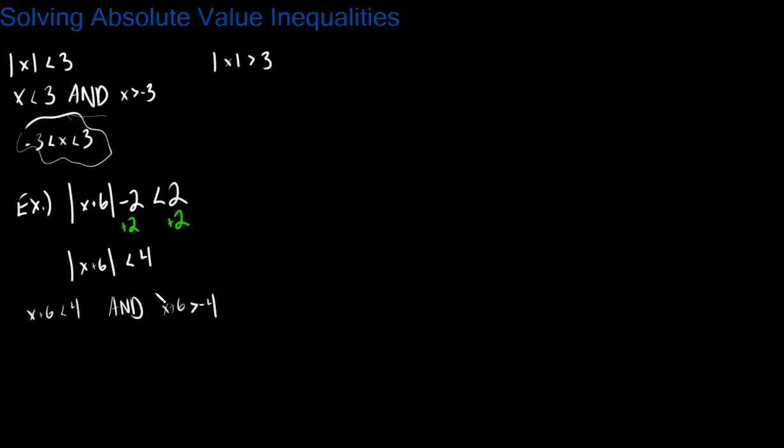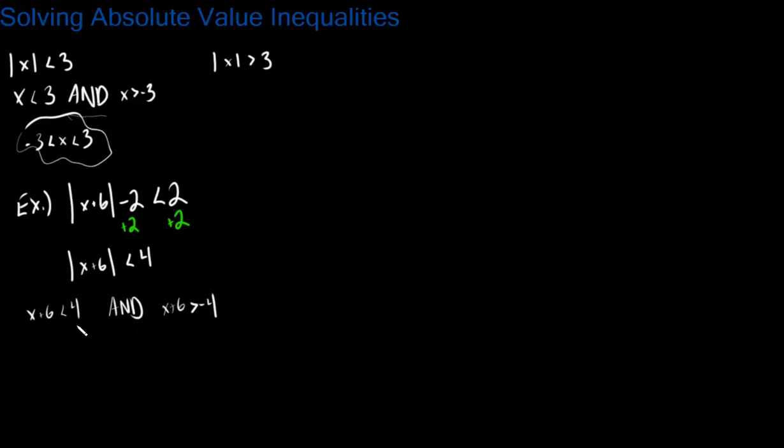For my second one, I have x plus 6, nothing changed there. But it's now greater than. I changed an equality symbol. It's now greater than. And it was 4, now it's negative 4. I changed the sign. So for your second inequality, we change the inequality symbol and the sign of that numerical value, okay?